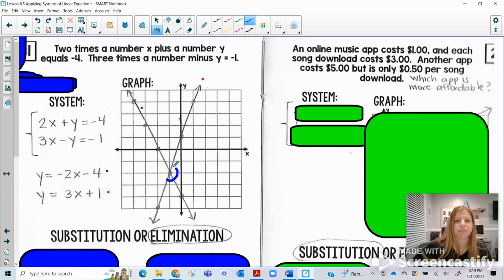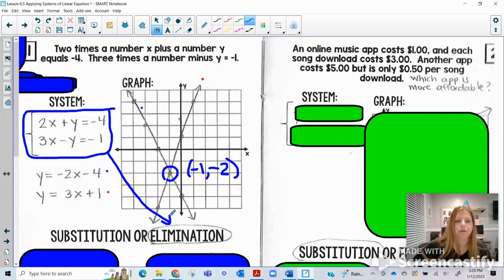Look at the intersection. What are the coordinates of that intersection? It's at -1, -2. And so that is my solution. This system, originally the way the system looks like, it's beautifully set up to solve by elimination.